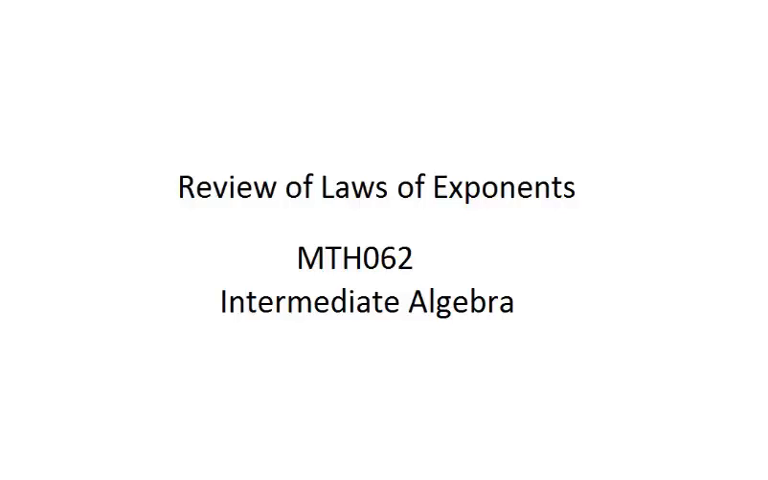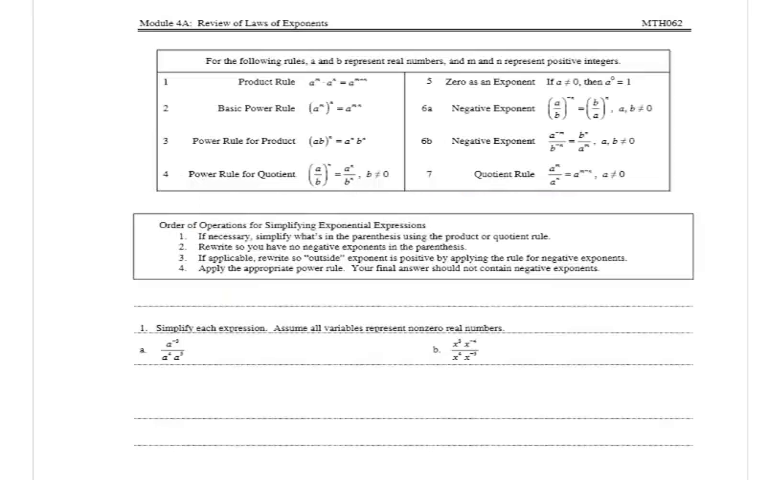In this video, we're going to review the laws of exponents. So the product rule: if we have the same base, we add the exponents if we're multiplying them together. If we have a to the m raised to the n, when you have an exponent raised to an exponent, we're going to multiply the exponents together.